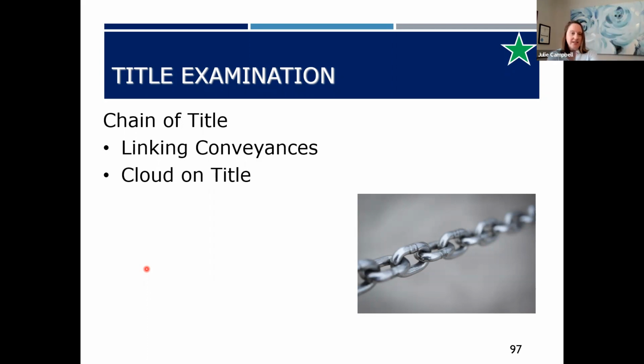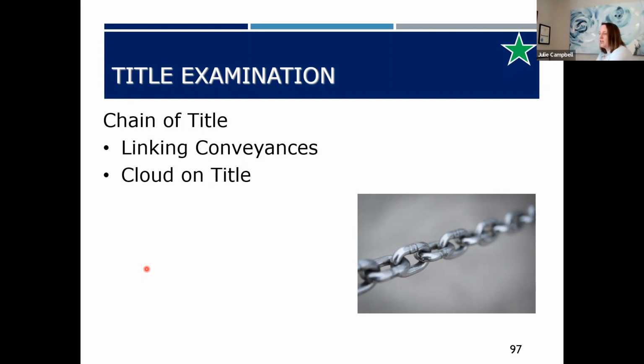And if it doesn't, then they have a cloud on title or a kink in the chain. Their conveyances don't link. Cloud on title is that defect on the title. Something's not right with it. And if they find a cloud on title, if they find a kink in the chain, then the attorney will get with the seller, will get with the current owner to get it cleared up.